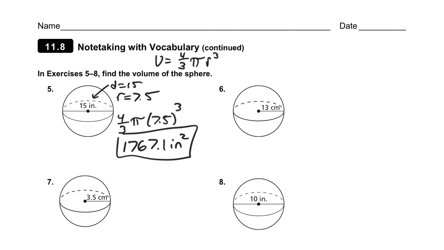Number 6, same thing, but you're going to use a radius of 13. And then number 7, you use a radius of 3.5. And number 8, you use a radius of 5. So I don't have to go over 6, 7, and 8. If you can do number 5, you can do 6, 7, 8. Just know that 6 and 7, they give you the radius.